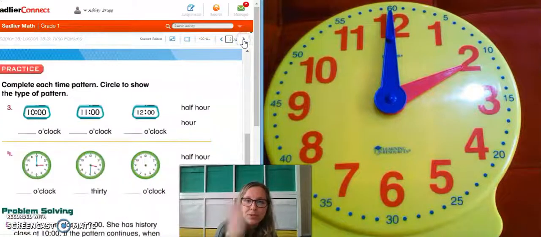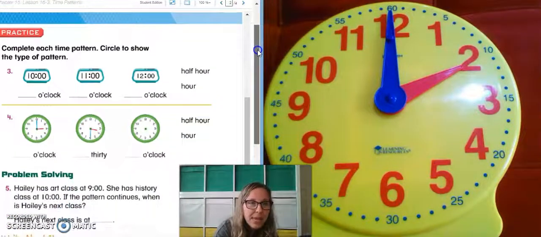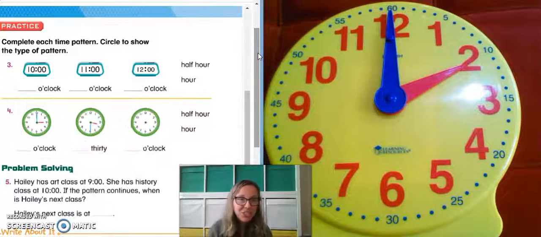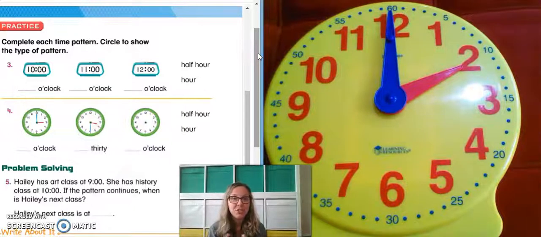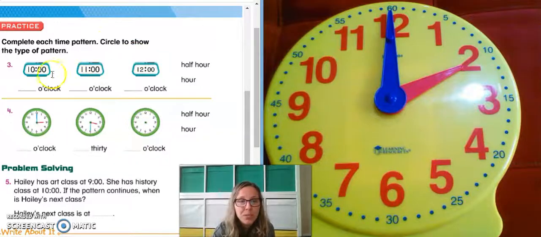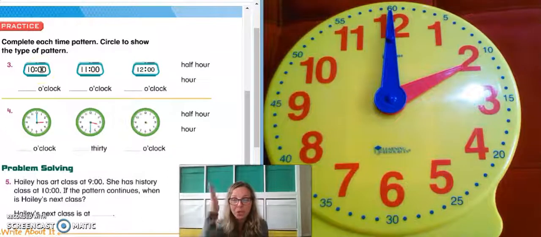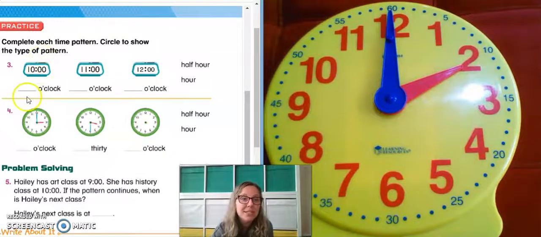So for you, you turn the page. And it says here, complete each time pattern and circle to show the type of pattern. So right here, they just want us to write down the time. So this one is a 10 is our hour, and then we have double zeros, which we know means o'clock. So this one is 10 o'clock. You can put 10 o'clock there. The next one is 11 o'clock, so you can put 11 there. And then this one says 12 o'clock.